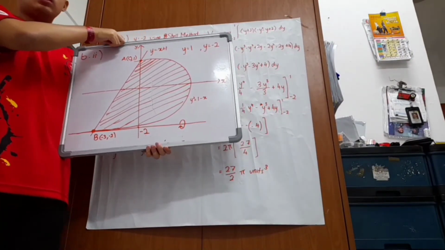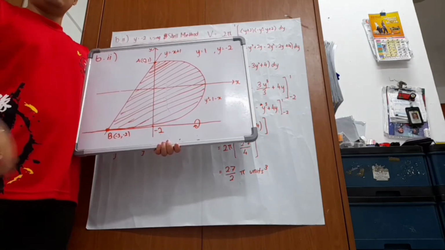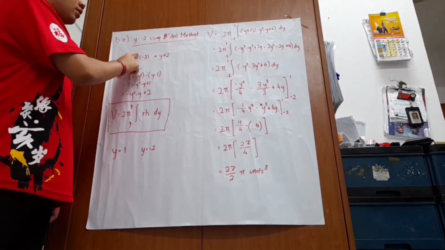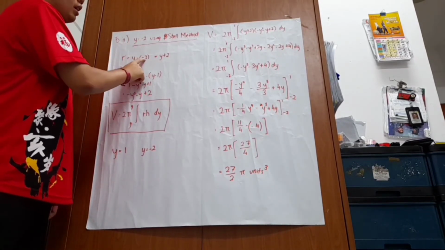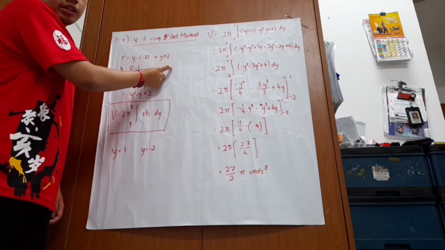For the full answer, firstly we need to find the radius. The radius formula is y minus the line that revolves. We can see here y minus, using y equals negative 2. So y minus in bracket negative 2, so it will be y plus 2. Okay, so we get the radius.